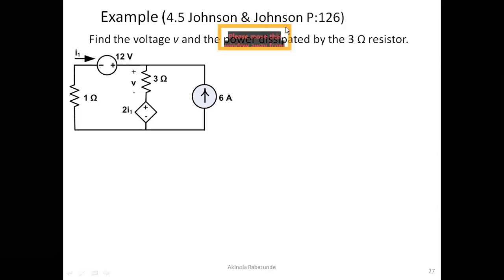So the first thing we want to do is to find our sources. How many sources do we have? We have 3 sources. We have the voltage source, we have the current source, and then we have the current dependent voltage source. Okay, so this is a voltage source depending on current. So this is a current dependent voltage source.